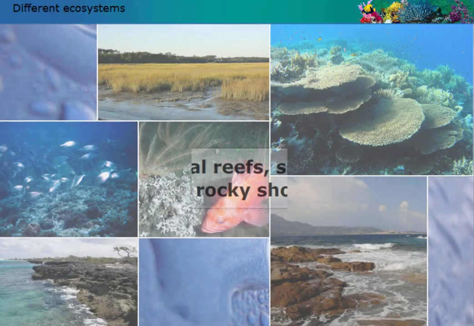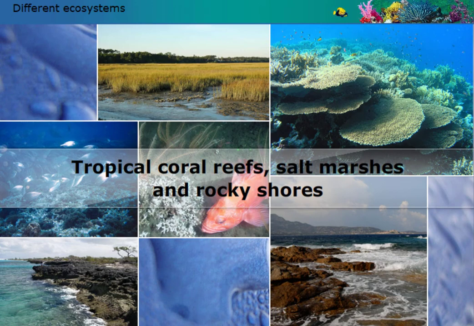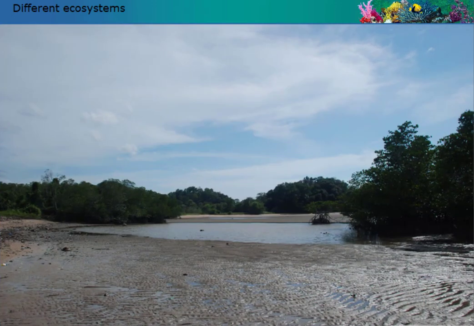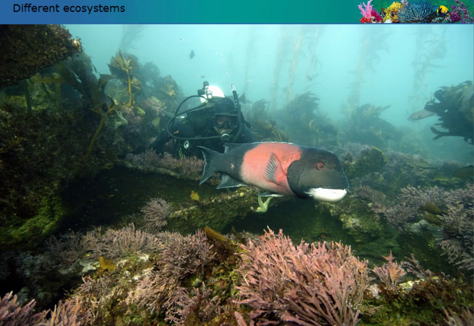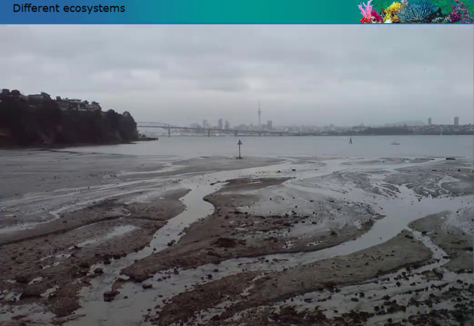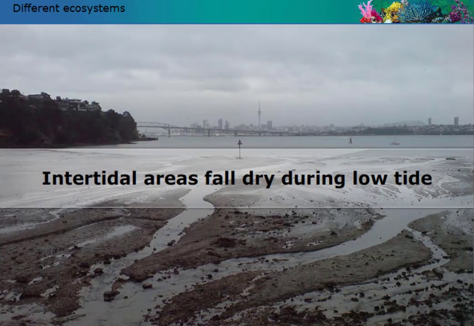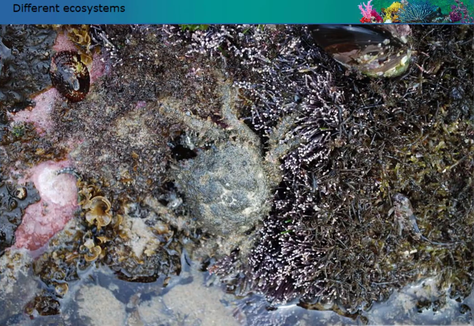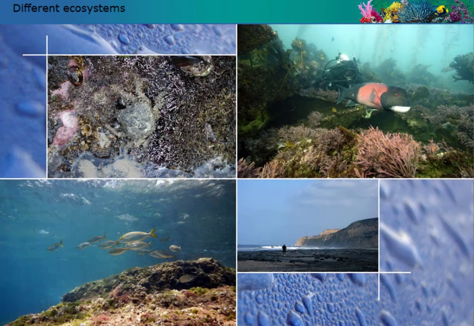The coastal seas worldwide include a variety of different ecosystems, such as tropical coral reefs, salt marshes, and rocky shores, all teeming with life forms of their own. Next, some intertidal areas and some underwater areas will be shown. Intertidal areas fall dry during low tide and are submerged during high tide. Organisms living in these areas are often ingeniously adapted to changes in sunlight, temperature and salinity driven by tidal motion. Underwater areas are covered by water all the time.